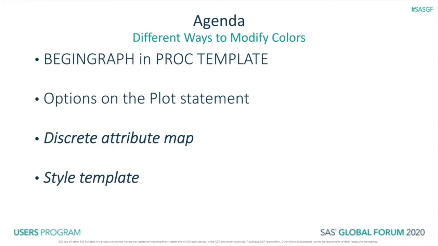There are different approaches. These are the four that I typically use. I'm going to be concentrating today on discrete attribute map and style template. The other two options are discussed in the paper.